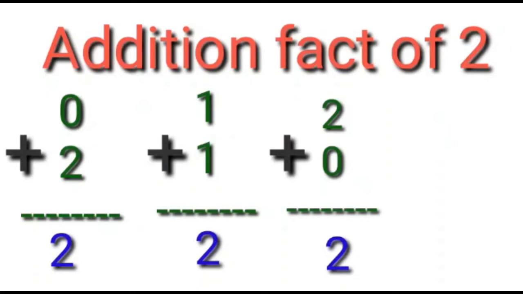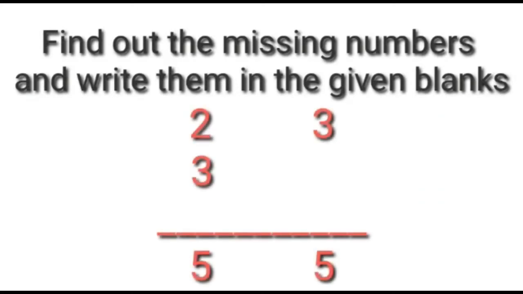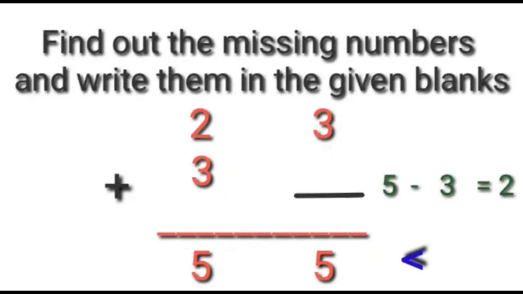Next, find out the missing numbers and write them in the given blanks. Look at the sum. We have the question with one blank and we have the answer. So, we have to find the answer for the blank. For this, we have to subtract the given number from the answer, that is 5 minus 3. So, what is 5 minus 3? 2. So, we have to write 2 in the blank. Yes.